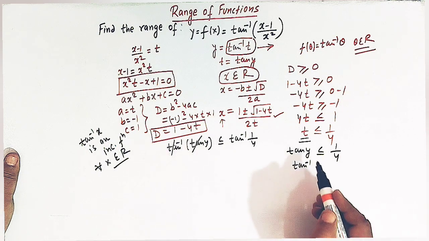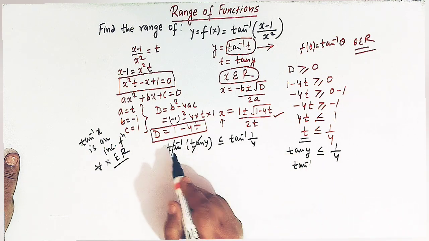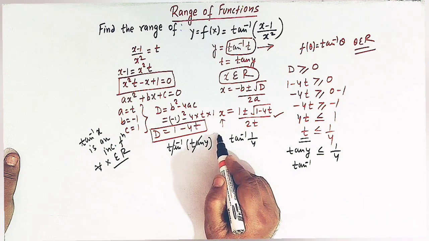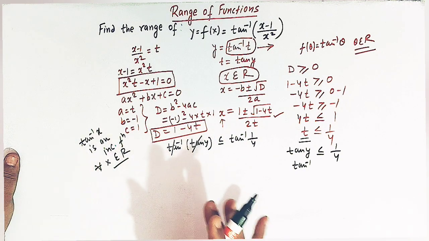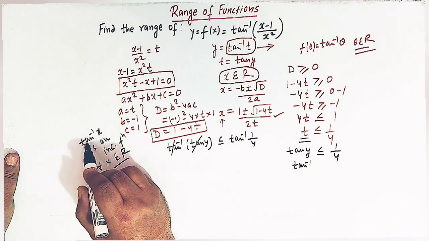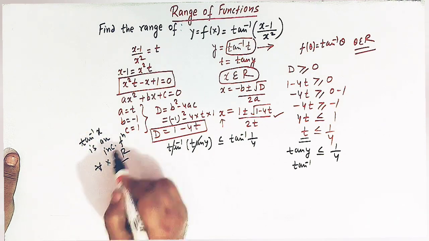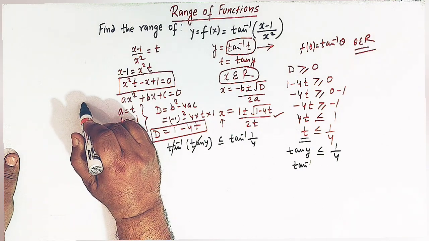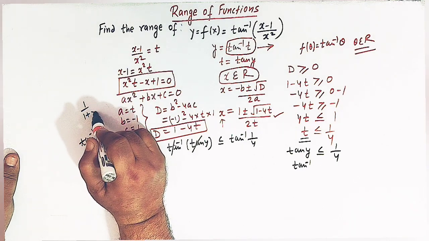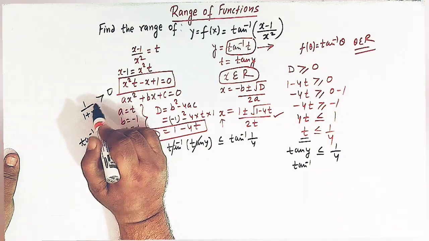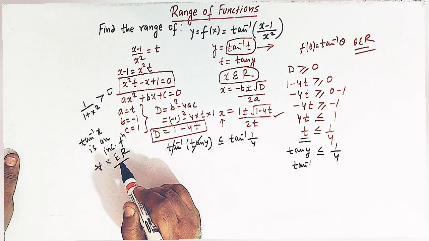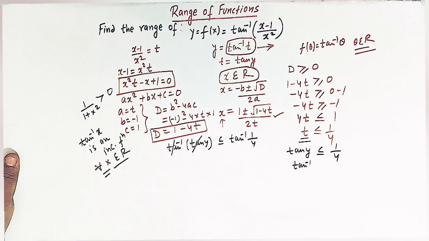So when we take the tan inverse of both sides, the direction of the inequality doesn't change; it remains the same. This is because tan inverse x is an increasing function: the derivative of tan inverse x is 1 over 1 plus x square, and 1 over 1 plus x square is always greater than 0 for all values of x belonging to the set of real numbers.